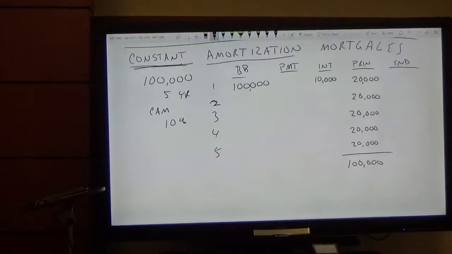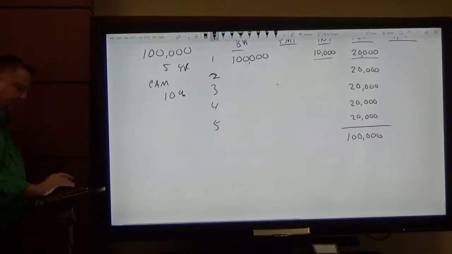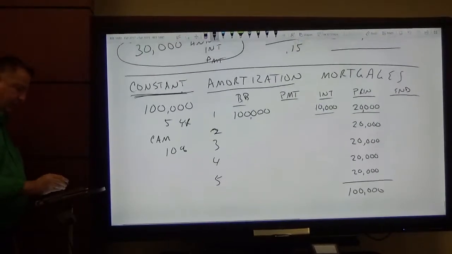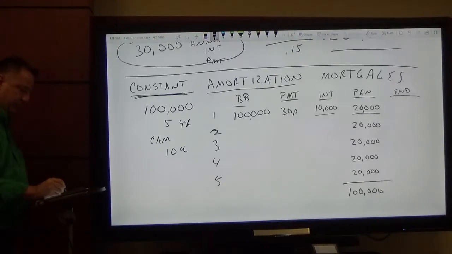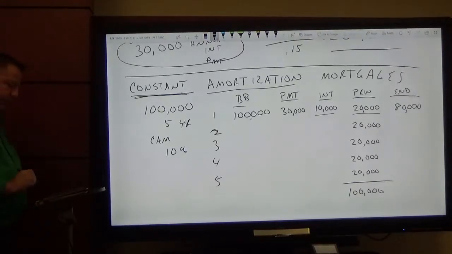Yes or no? Yes. Okay, then, once we've done that, we kind of work backwards, so to speak. If we paid this much in interest and this much in principal, what would that mean our first payment was? 30,000. Yes, that is correct. And then what does it mean our ending balance would be? 80 grand. Wonderful, you guys are getting it.